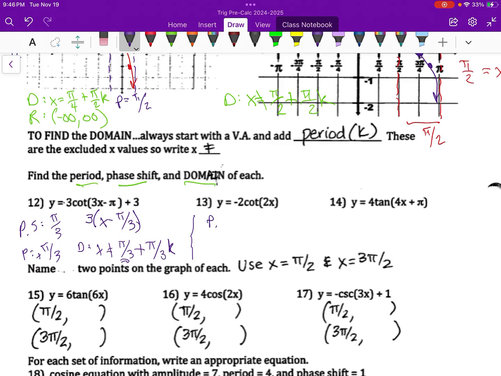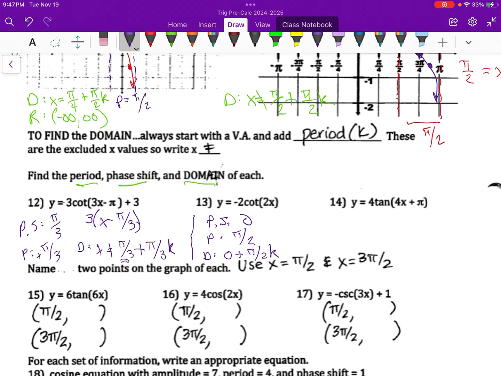This guy here, phase shift would be 0. The period would be pi divided by b, which is 2. And again, a cotan graph that's not been phase shifted, so the domain in this case would be from 0 plus pi over 2k is what it would be, okay?